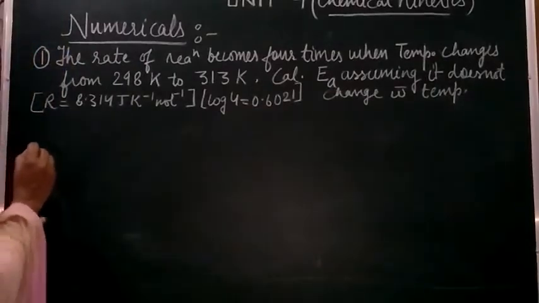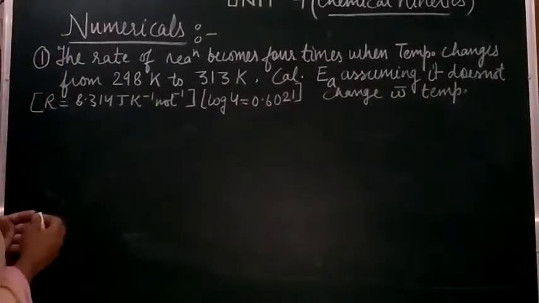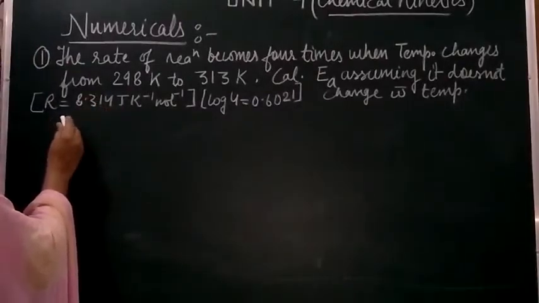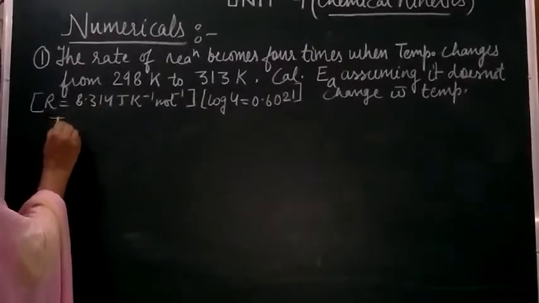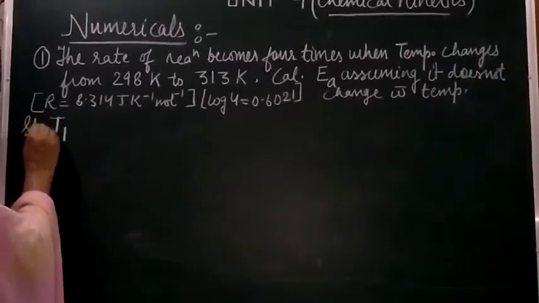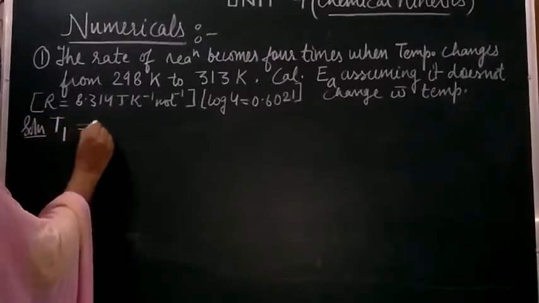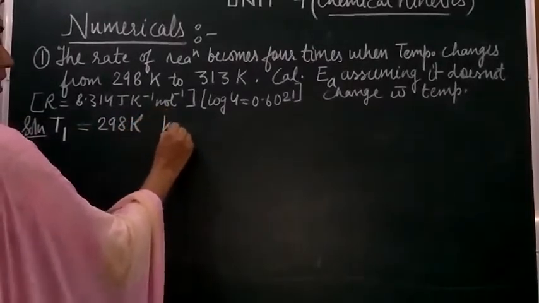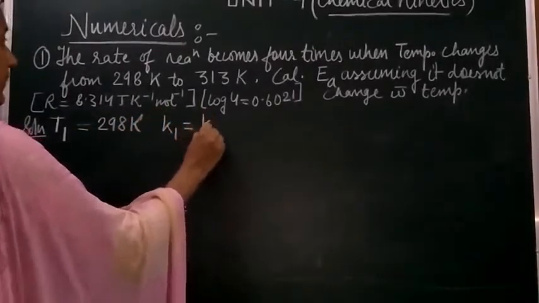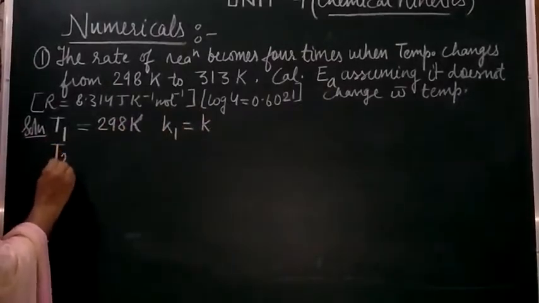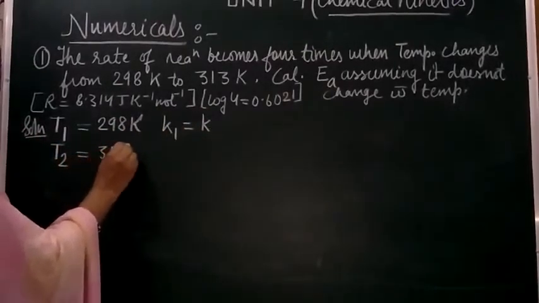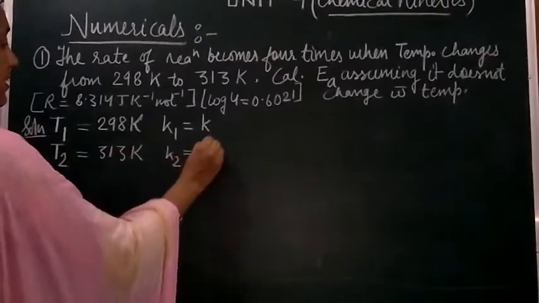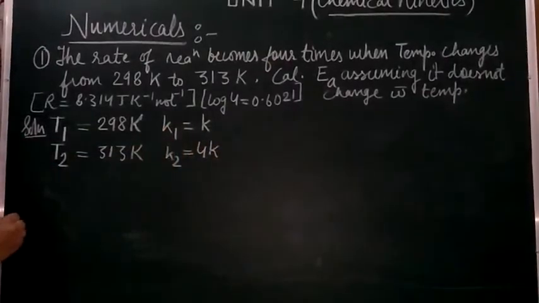Now students, here what is given is that the rate of the reaction becomes 4 times when the temperature changes from 298 Kelvin to 313 Kelvin. So this is the solution we are doing. When the temperature is 298 Kelvin, at that time let K1 be K. Now when the temperature is increased to T2, that is 313 Kelvin, K2 becomes 4 times, that is 4K, right?